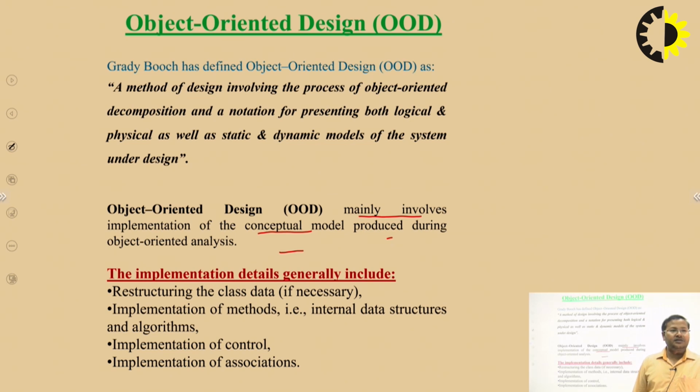The implementation details generally included in case of object-oriented design are: restructuring the class data if necessary, implementation of methods, that is internal data structures and algorithms, implementation of control, and implementation of associations, one to one, one to many, many to one, like that.